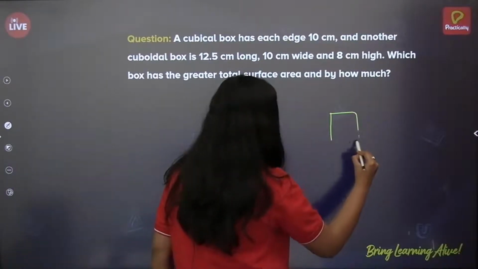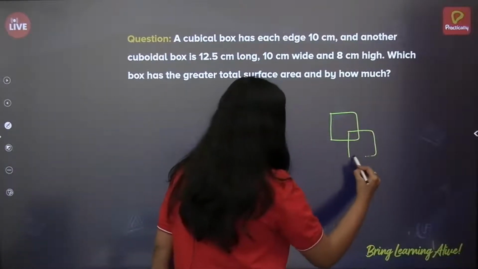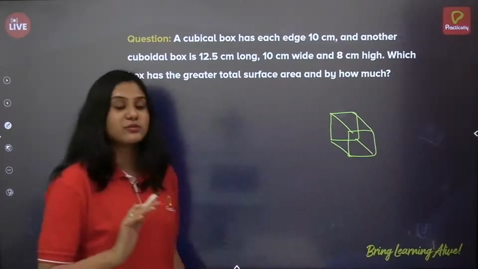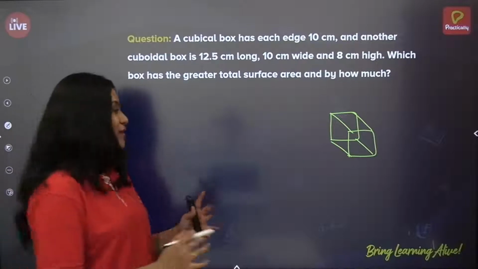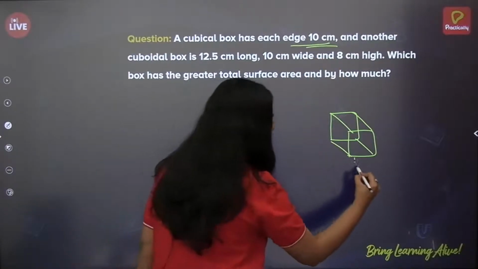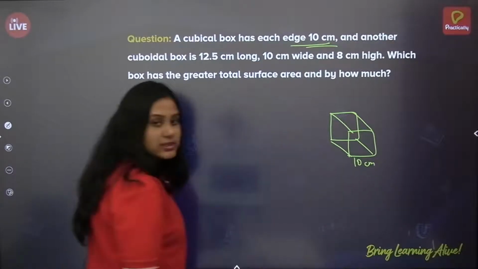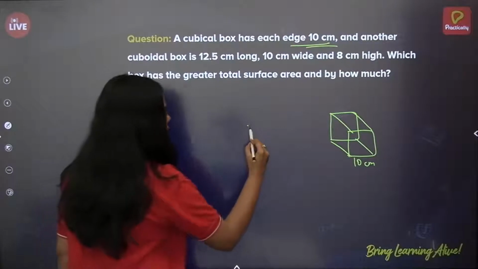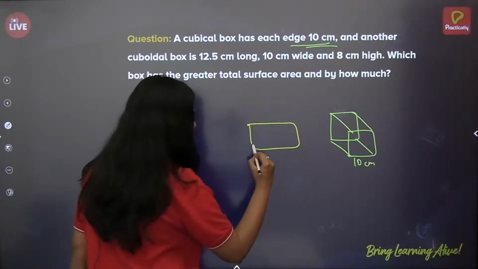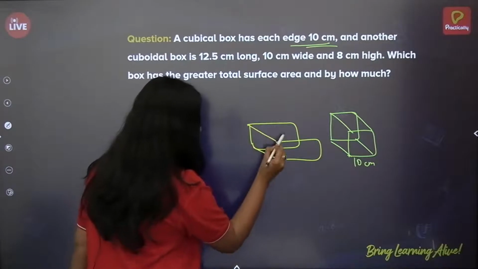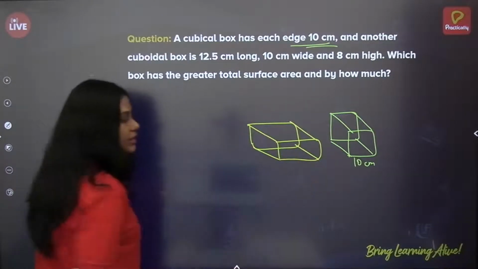So, take a cube. I'm sorry for the bad drawing, okay? So, this is the cube and what is the edge length? 10 centimeters. So, this is 10 centimeters. Next, we also have a cuboid, correct? So, let us also draw a cuboid. So, this is a cuboid, correct?